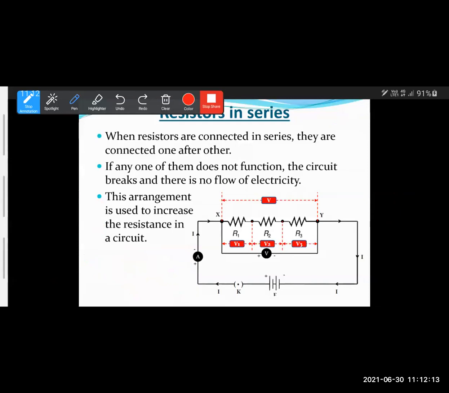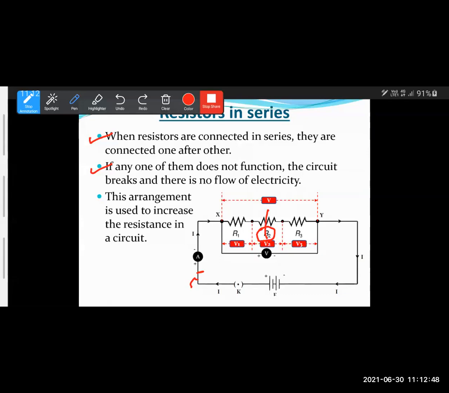Right now we are studying the series combination, right? When the resistors are connected in series, they are connected one after the other. If any one of them does not function, the circuit will break and there is no flow of electricity. Let us say for example, if resistor R2 happens to malfunction, then what will happen? The current will break, so the circuit will not complete and the current will not flow. Okay, so this is a drawback of a series connection.